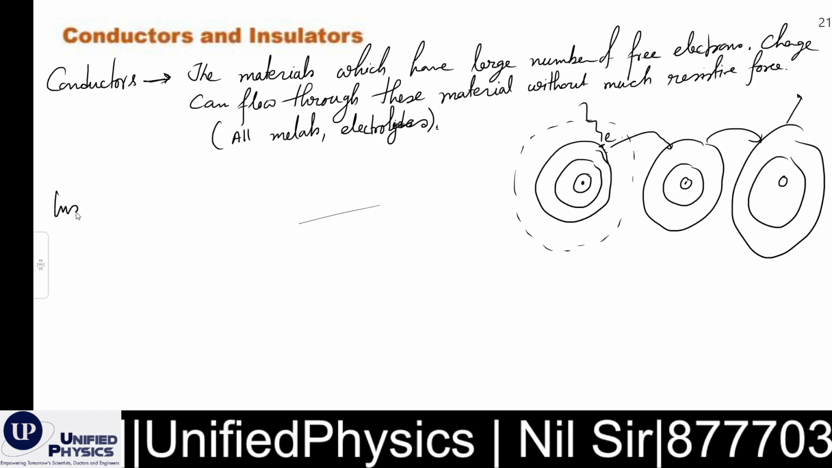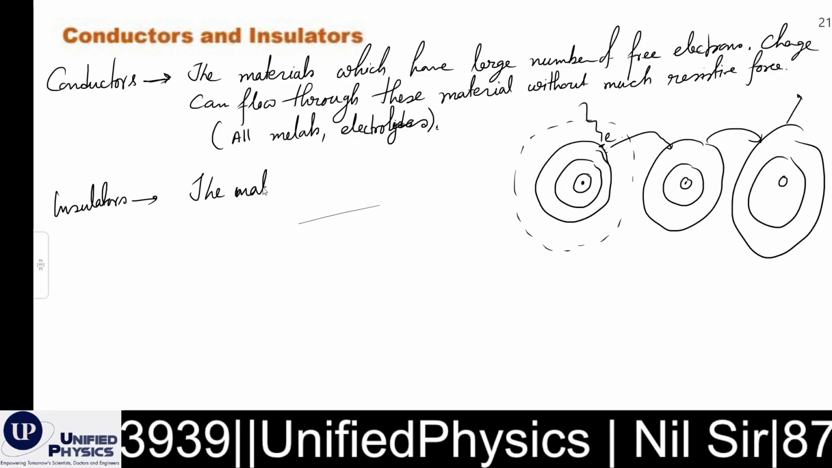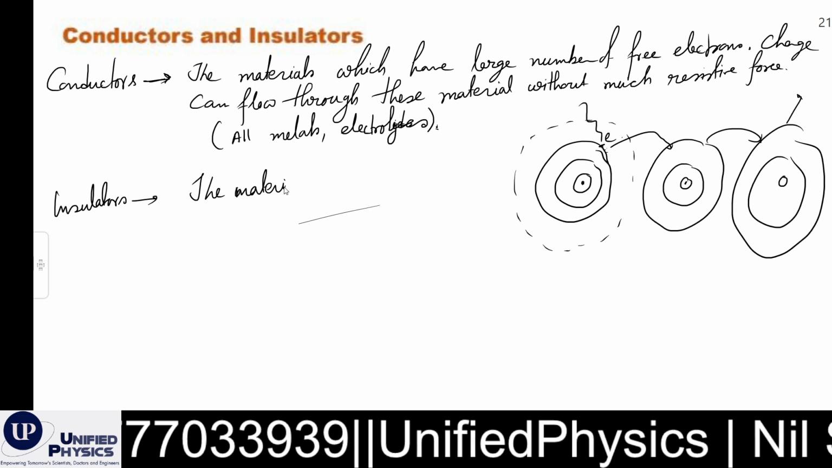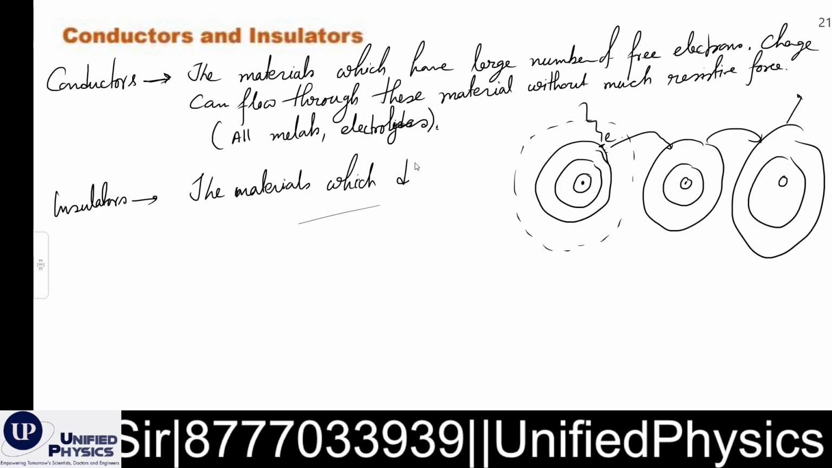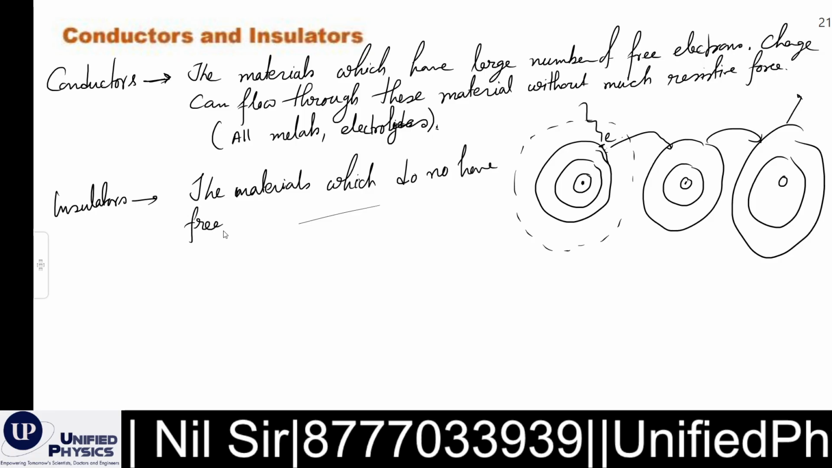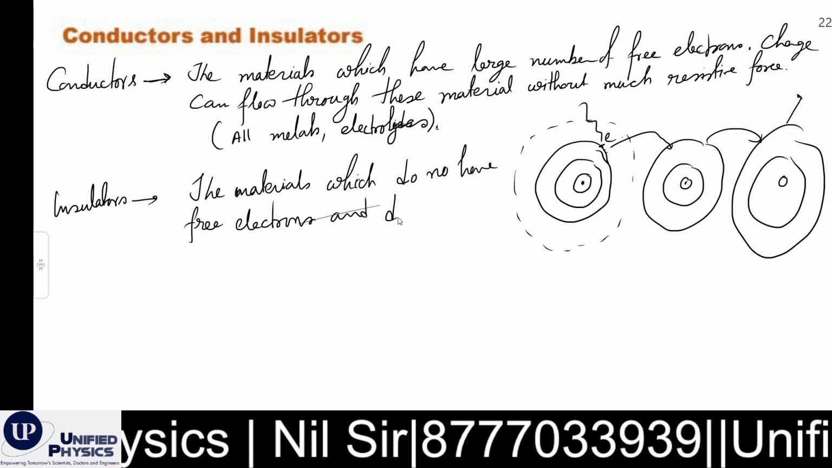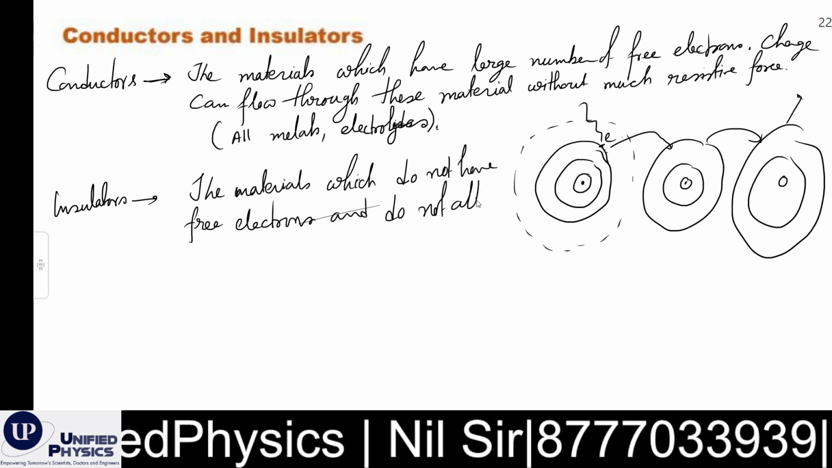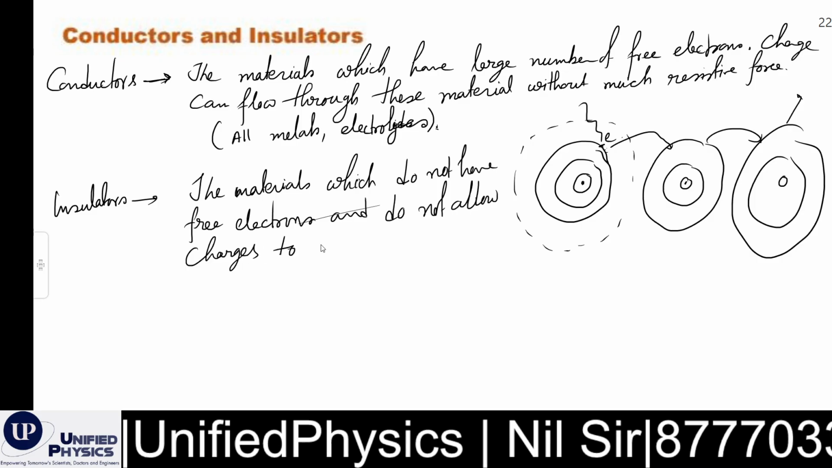So insulator, what is the insulator? The material which does not have free electrons and does not allow charges to flow through it.